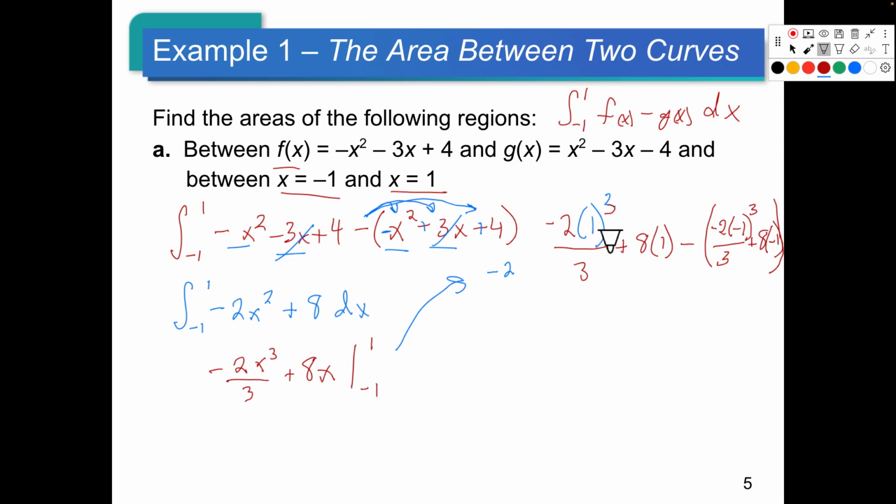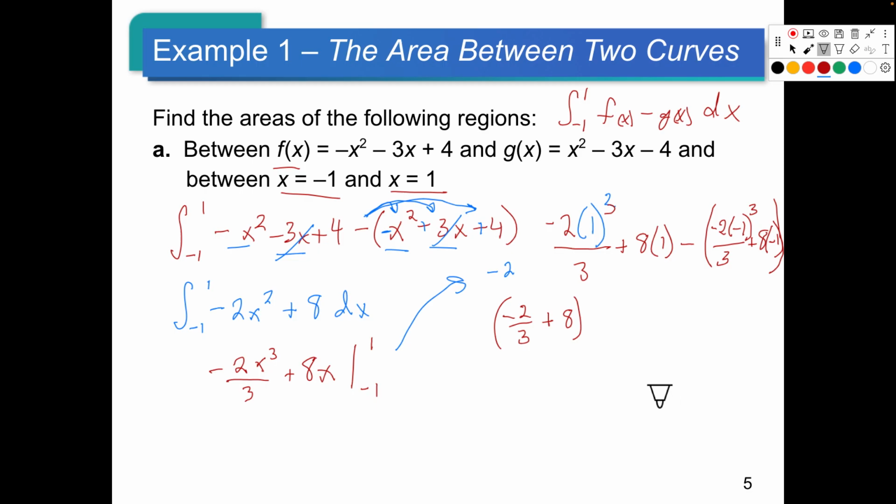1 to the third is still 1, so this is negative 2/3. Bring this down, negative 2/3. 8 times 1 is 1, so that's a plus 8. And I'm going to calculate that, so that's 8 minus 2/3.